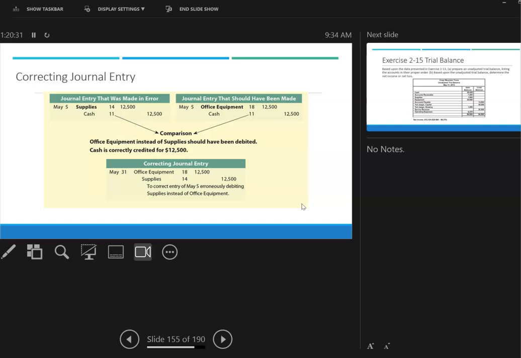Do you see what we should have done is instead of debiting office supplies, we should have debited office equipment? But our cash is correct, isn't it? We just put in the wrong account. So do you see the correcting entry will be to debit our office equipment and credit our supplies to make it right? Does that make sense?